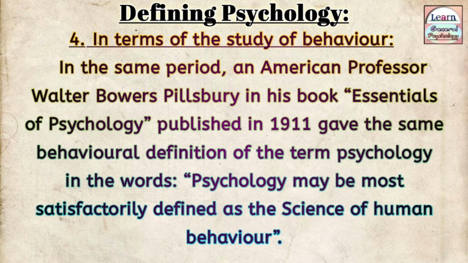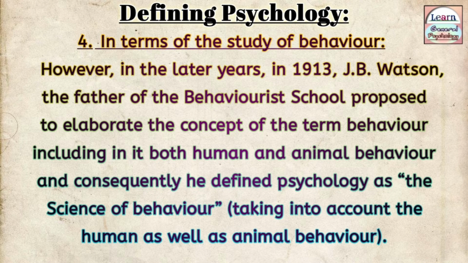In the same period, an American professor, Walter Bowers Pillsbury, in his book Essentials of Psychology, published in 1911, gave the same behavioral definition of the term psychology in the words, "Psychology may be most satisfactorily defined as the science of human behavior." However, in the later years, in 1913, John Watson, the father of the behaviorist school, proposed to elaborate the concept of the term behavior, including in it both human and animal behavior, and consequently, he defined psychology as the science of behavior, taking into account the human as well as animal behavior.